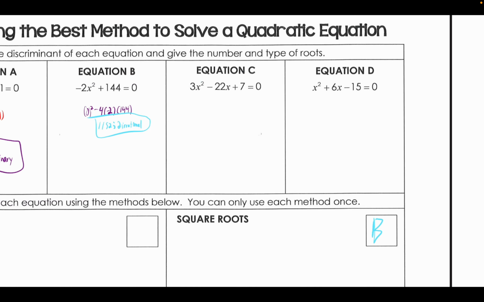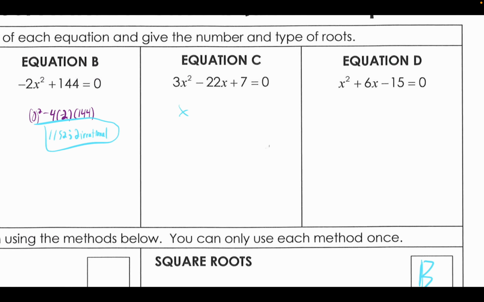Equation C here, we look for the discriminant. Gosh, my goodness gracious, let me try this again. B squared minus 4ac. There we go. And so it's negative 22 squared minus 4 times 3 times 7. And negative 22 squared is 484 minus 84. And that ends up resulting in 400. So this gives us two answers that are both rational, because 400 is a perfect square.